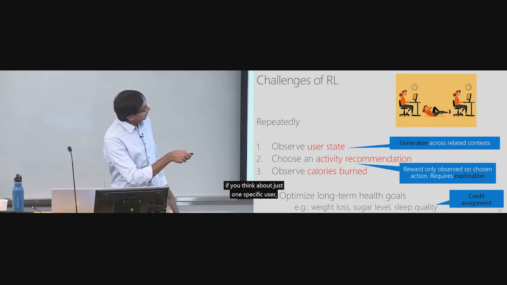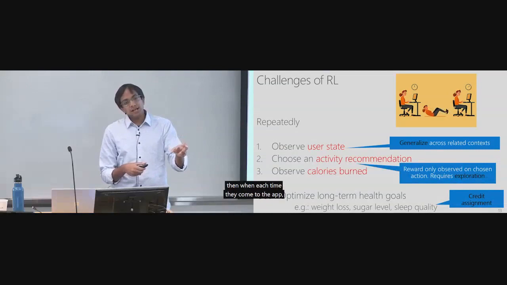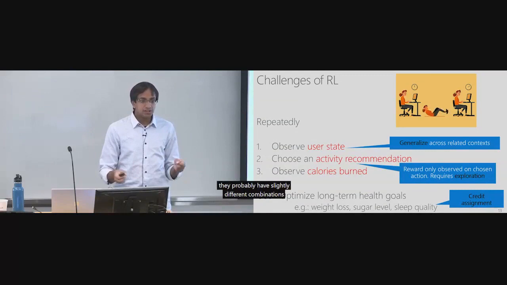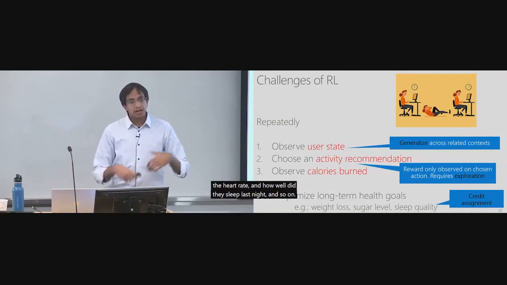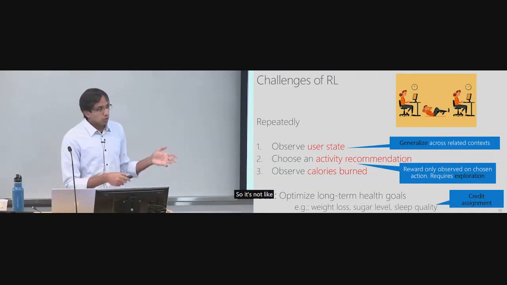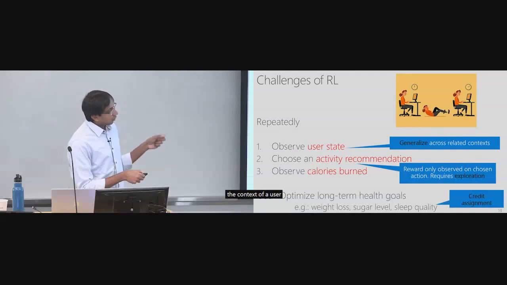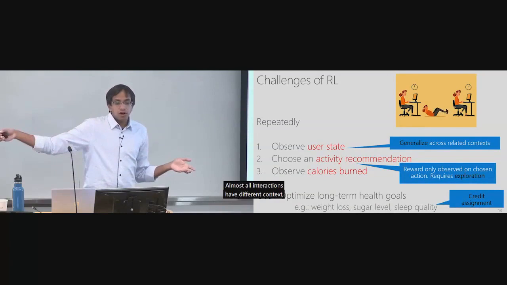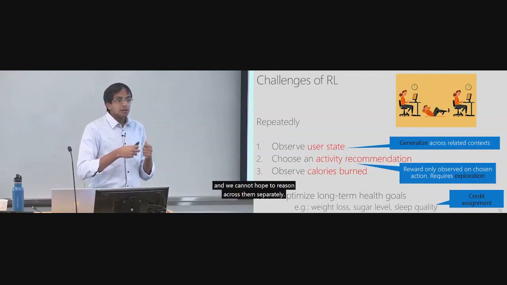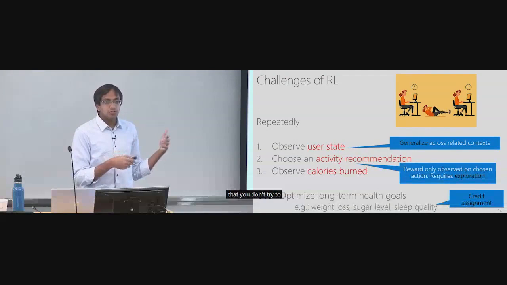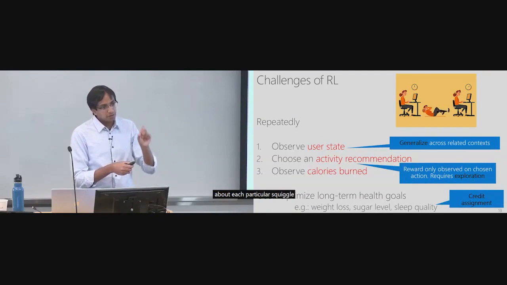In this example, if you think about just one specific user, then each time they come to the app, they probably have slightly different combinations of, you know, the calories they've consumed so far, their heart rate, and how well did they sleep last night, and so on, right? So it's not like the context of a user that the system senses is identical over time. Almost all interactions have different contexts, and we cannot hope to reason across them separately. We need to generalize across the various contexts the same way you don't try to do OCR by reasoning about each particular squiggle somebody might put on the paper separately. You try to generalize across them.